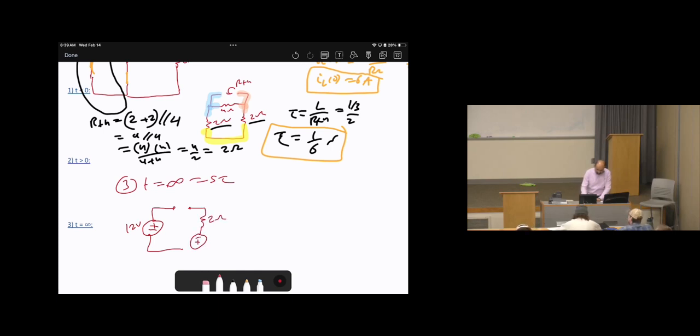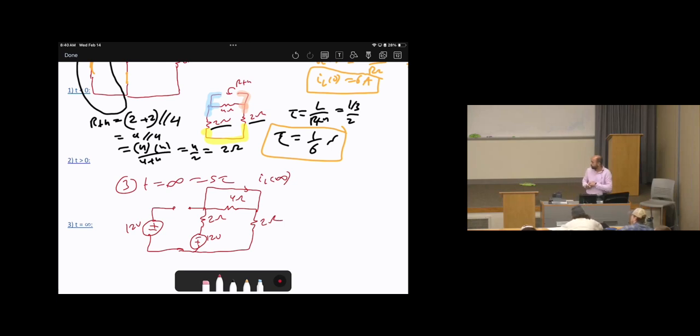Minus plus 12 volts. Then here is a 4 ohms resistor, a 2 ohms resistor. The inductor is a short circuit, so like this, to calculate IL of infinity.